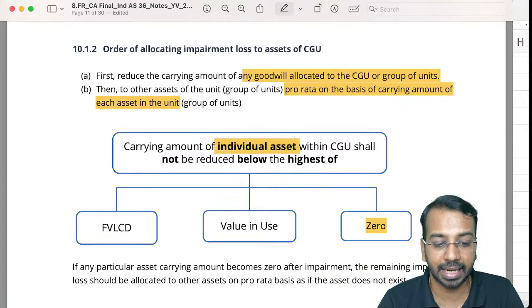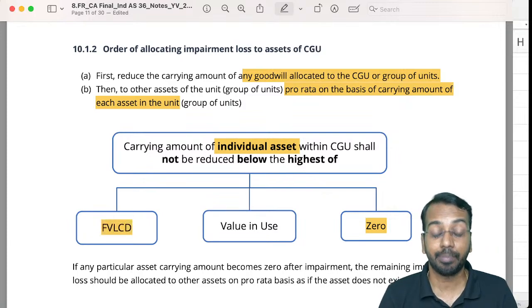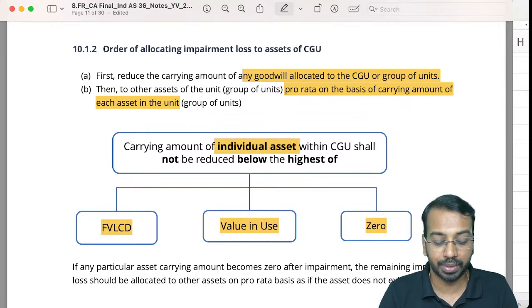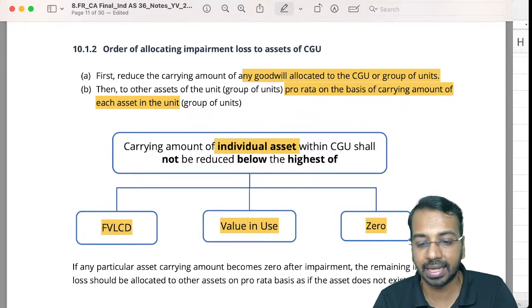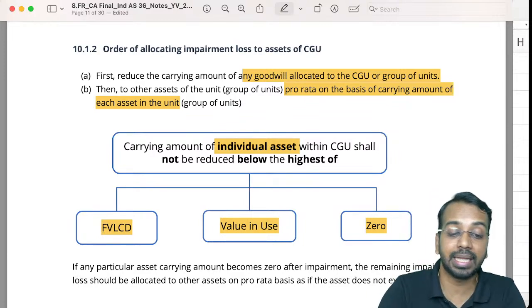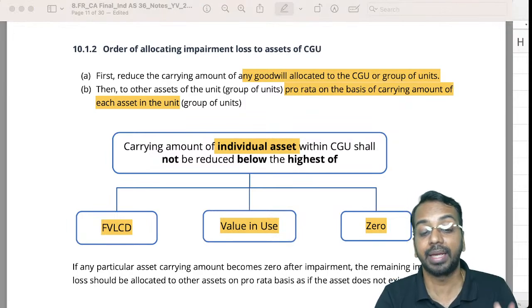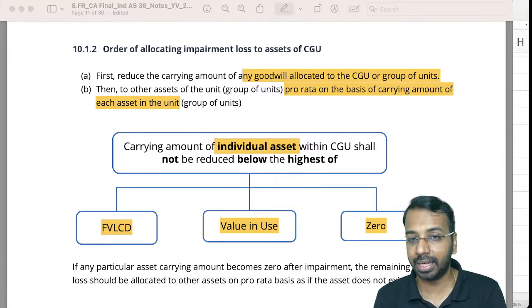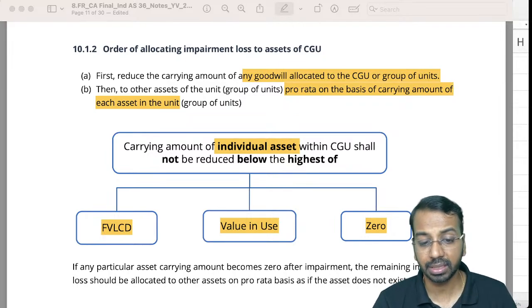That's the first thing. Second, below fair value less cost to dispose or value in use. Meaning to say, if an individual asset has a recoverable amount, you cannot bring that individual asset below its recoverable amount or below 0. You cannot make it negative. For example, goodwill. You cannot make goodwill negative, right? So whatever the goodwill is, you will eliminate it, and then the remaining loss you will allocate between other assets.